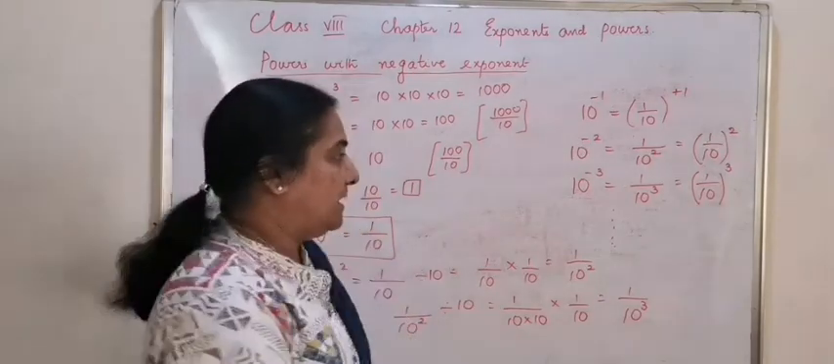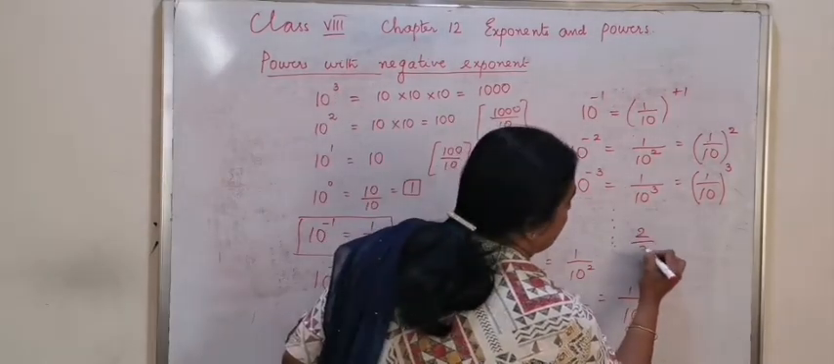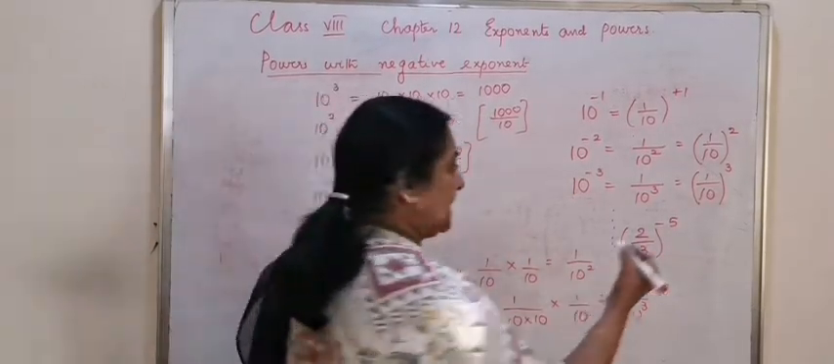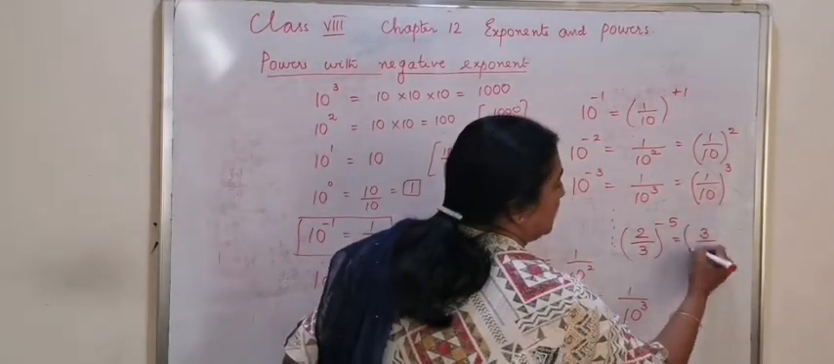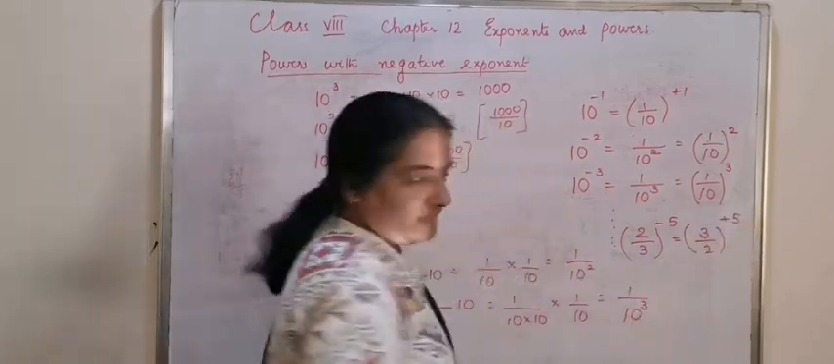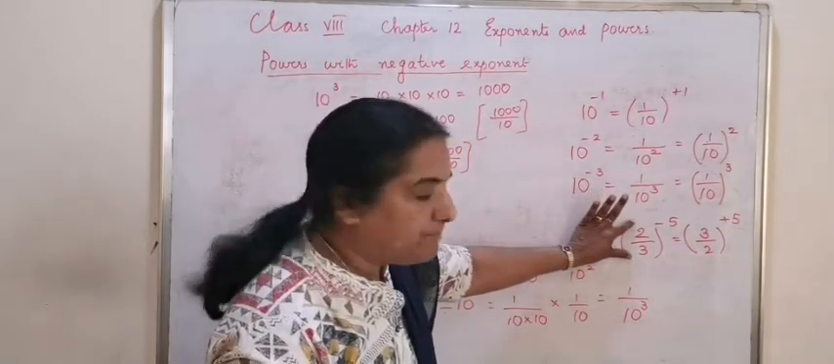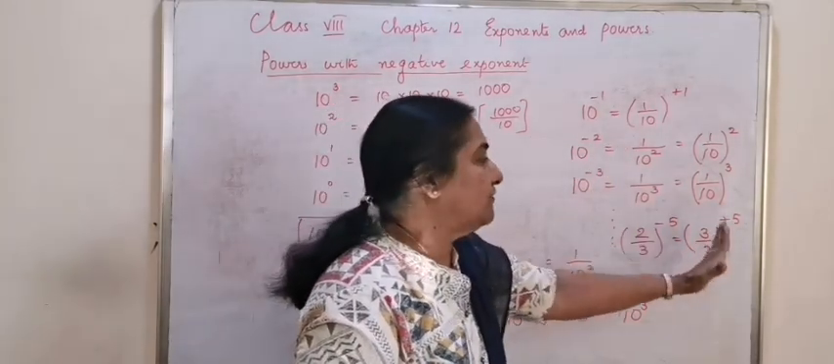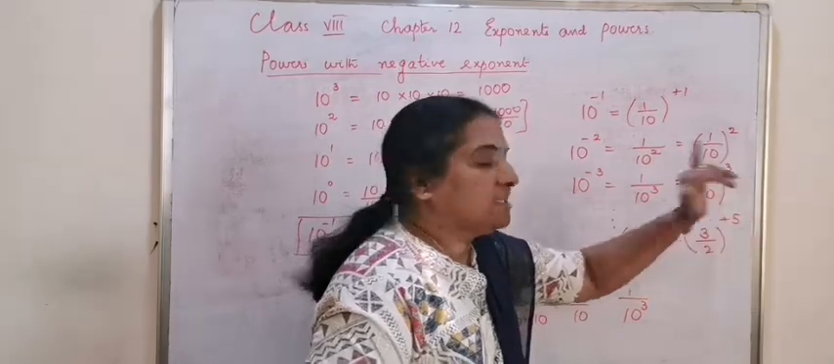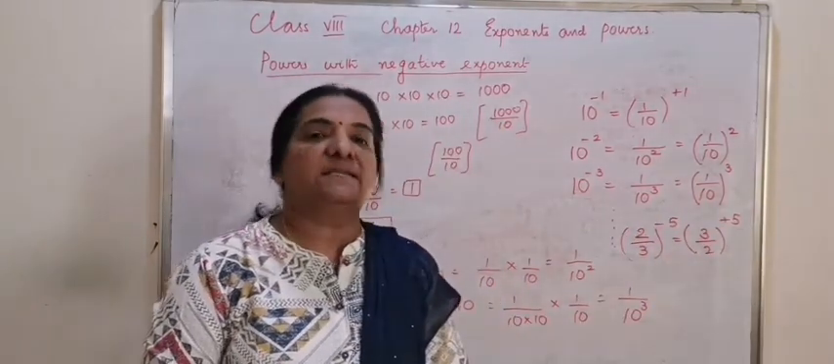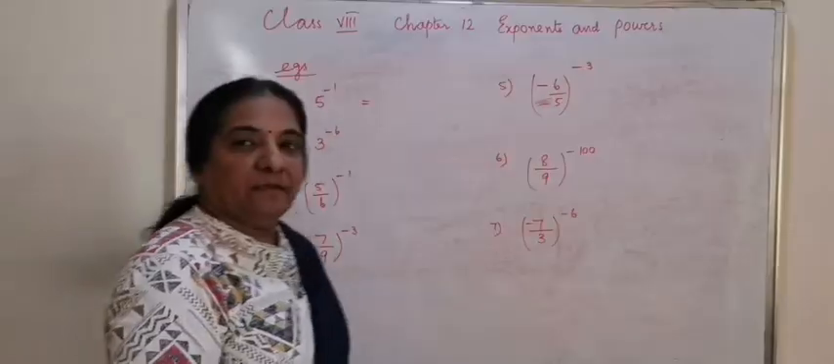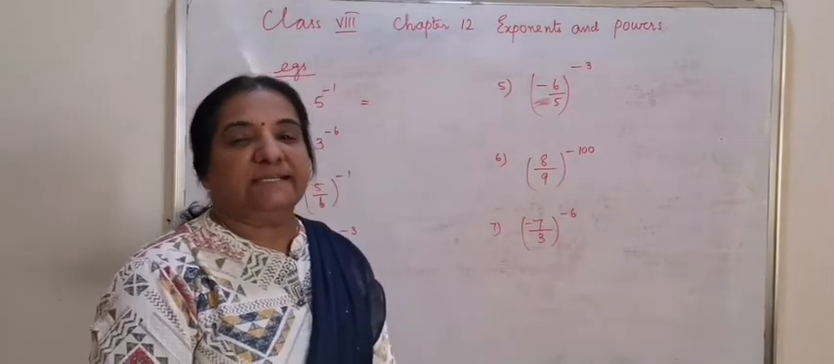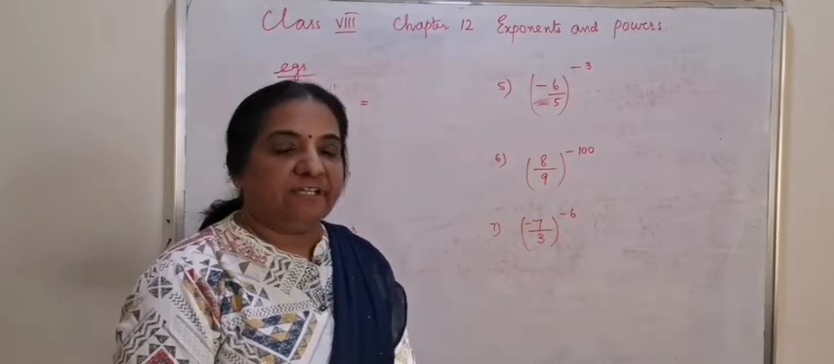So, can you tell me what is 2 by 3 to the power of minus 5? It is very well the same as 3 by 2 to the power of positive 5. That means when you have the base with a negative exponent, you take the reciprocal of the base and the positive exponent, and the value remains the same. With these examples, you will understand how to convert a negative power into a positive power.